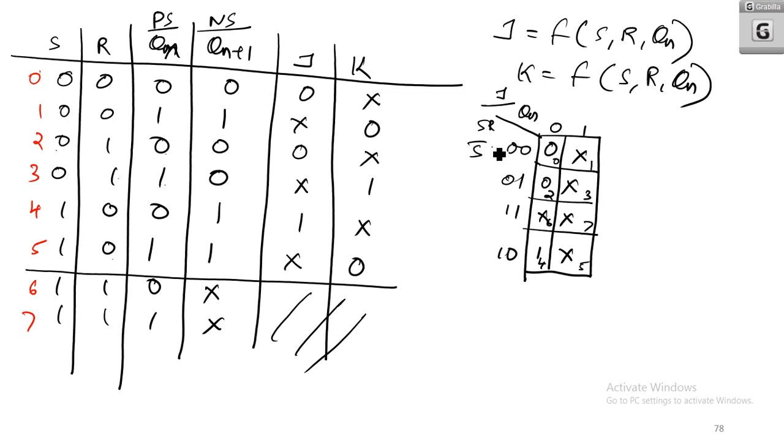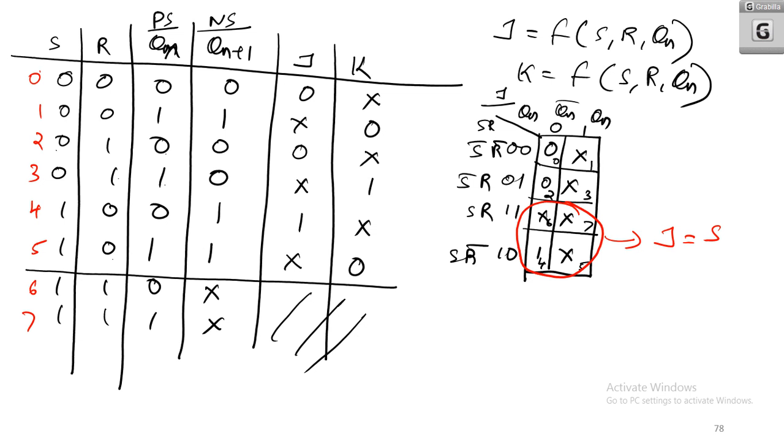So this is S bar R bar, S bar R, S R, S R bar, and Qn bar, Qn. Now we can club in the form of a quad. If I am forming a quad, I can form the quad here, right? So what is common here? S is common and nothing else is common. So we can write J is equal to S.